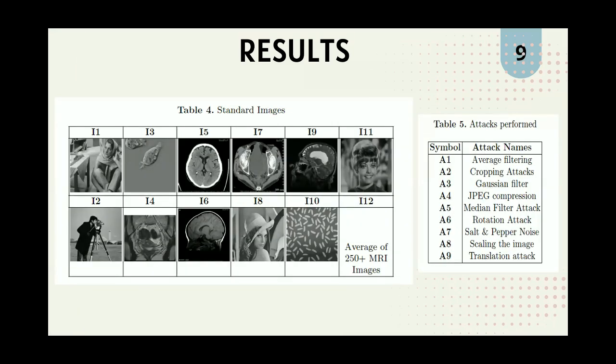Further, for the zero watermarking, these are the standard images I have used as cover images, images 1 to 11 which have been shown here. Further, the testing has also been done on the average of 250 plus MRI images. These are the attacks which are performed after the zero watermarking has been performed, so that we can check the fragile watermarking, that is, whether after these attacks we are able to retrieve the image or not.